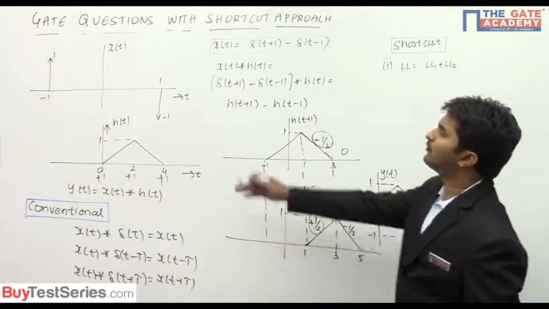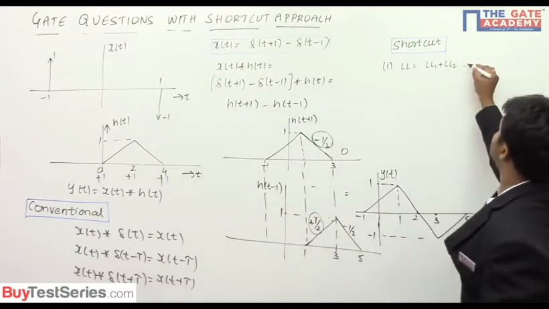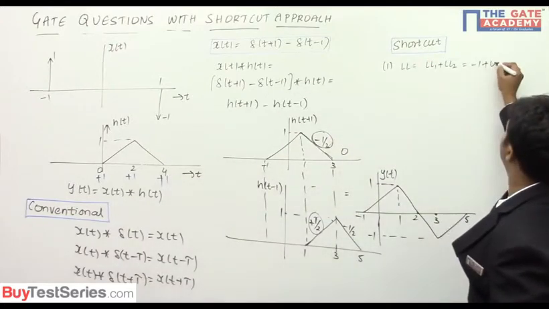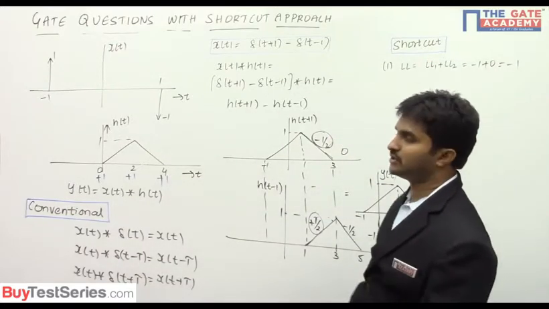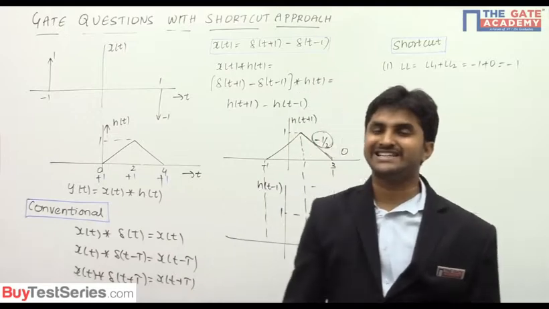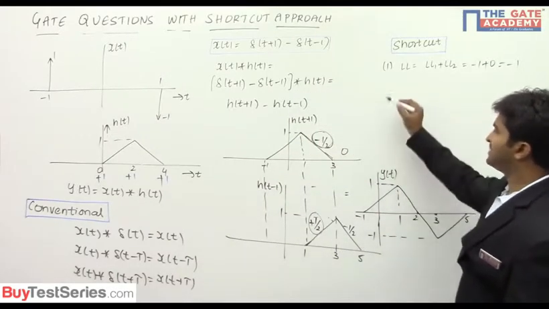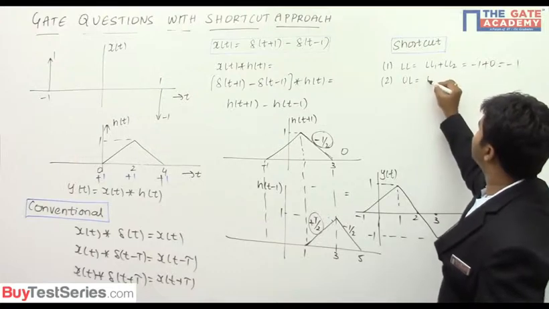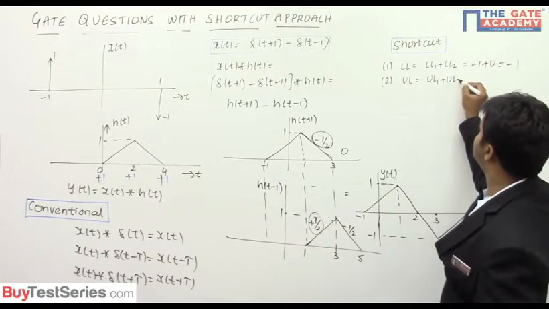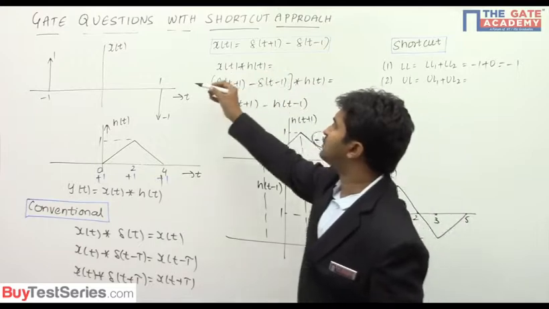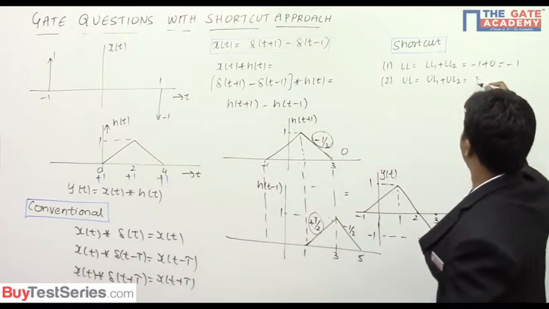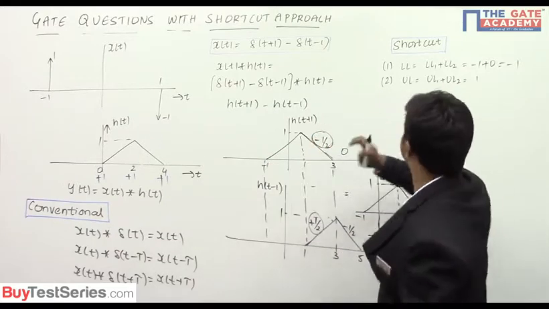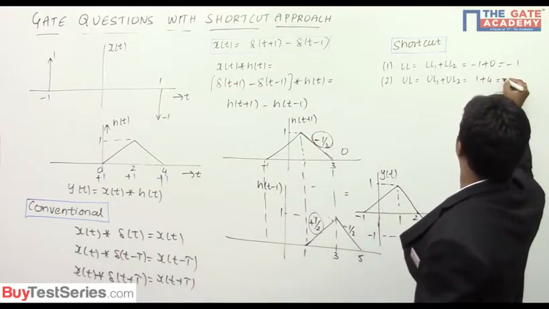So what is the lower limit of x of t? It is minus 1. What is the lower limit of h of t? It is 0. So the lower limit of the resultant signal is equal to minus 1. Second one is the upper limit. The upper limit of the resultant is nothing but the summation of the upper limits. So the upper limit of x of t is 1. I'm talking about the time here, okay? And the upper limit of h of t is 4, so the sum is 5.